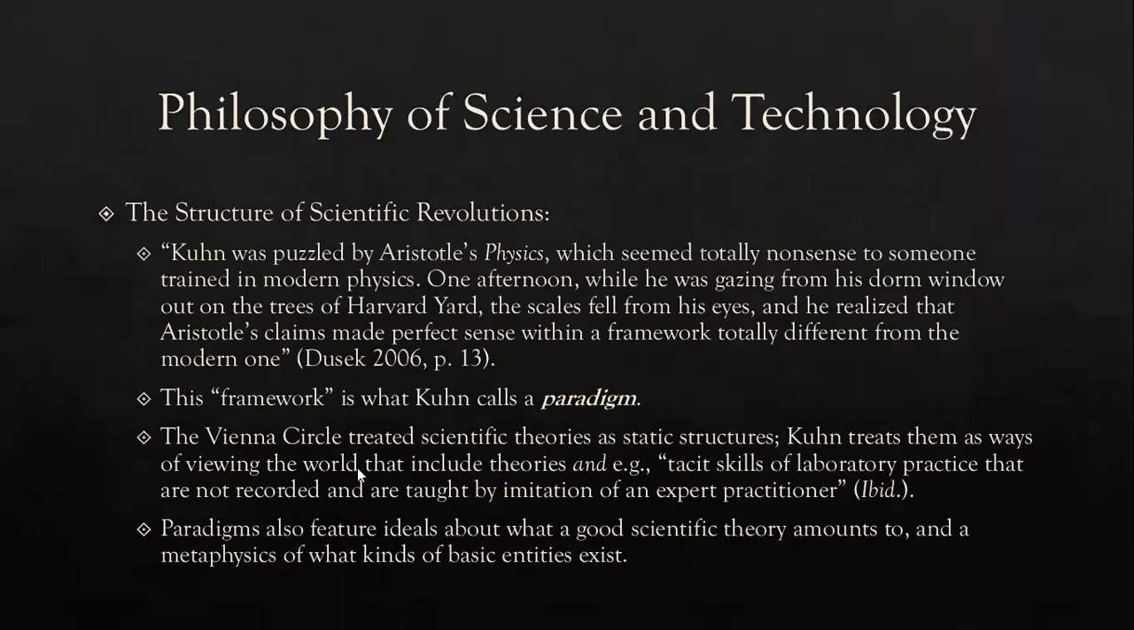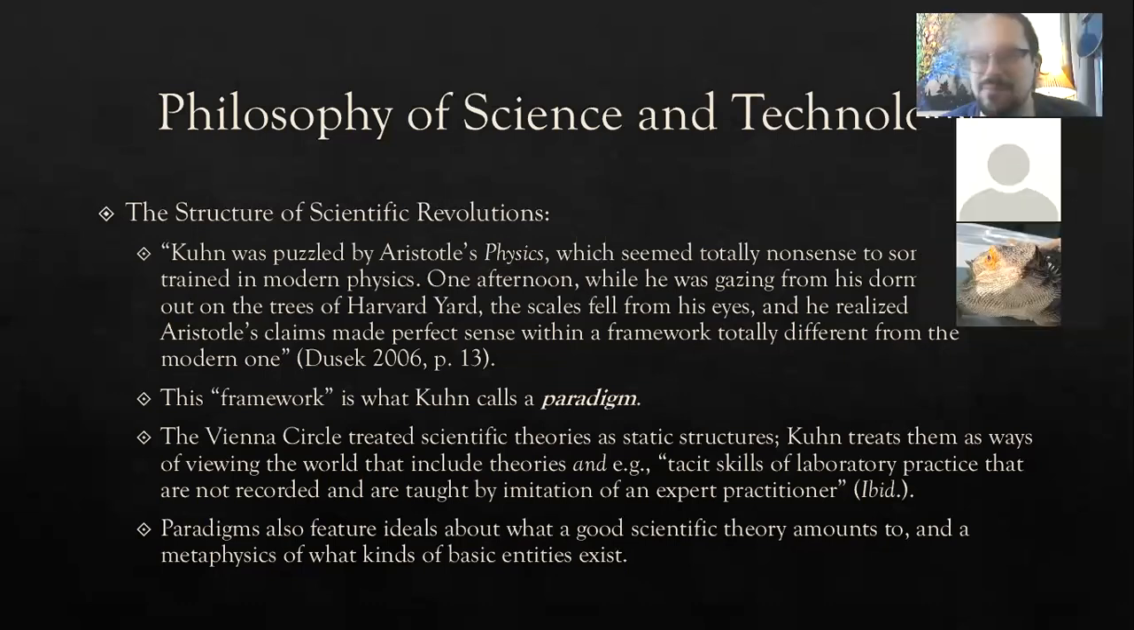So another thing that's interesting about Kuhn's view is that we have the Vienna Circle, which treats scientific theories as static structures, almost like concepts. Kuhn treats them as ways of looking at the world. The Vienna Circle treats theories like static structures, concepts, or I suppose like logical formulae, where you have some axioms, some rules, and then some reasoning. That's your scientific theory. Kuhn includes that as well as, quote, tacit skills of laboratory practice that are not recorded and are taught by imitation of an expert practitioner. What does that mean?